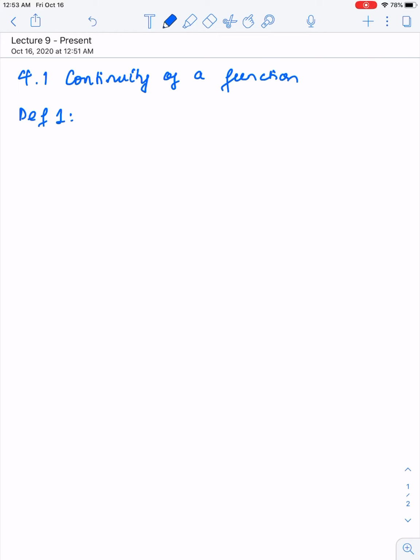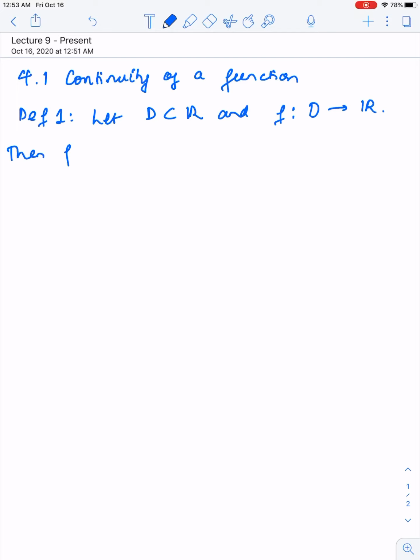Okay, let's start chapter 4. We talk about section 4.1, continuity of a function. Definition. Let D be a subset of R and f is a function from D to R.